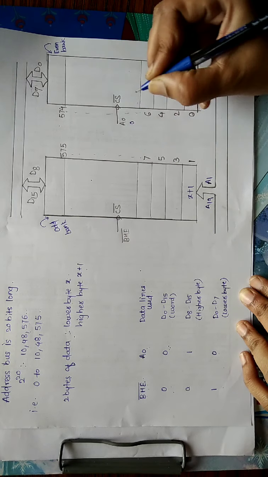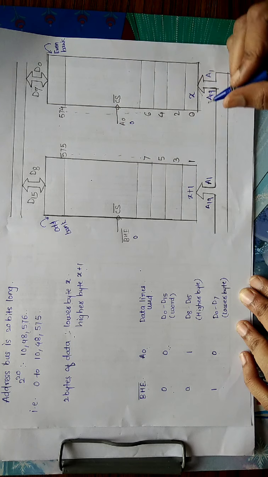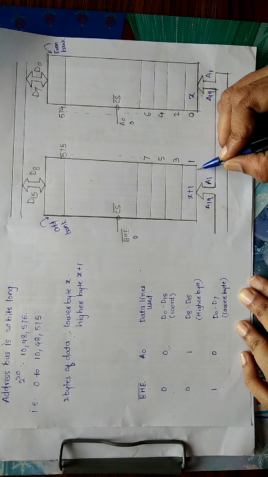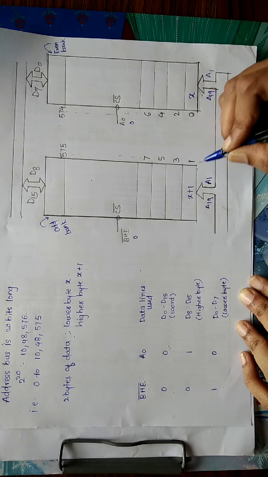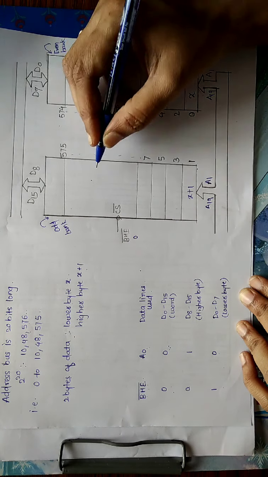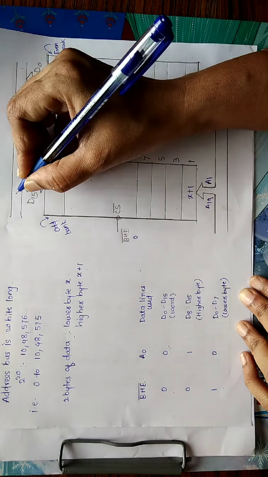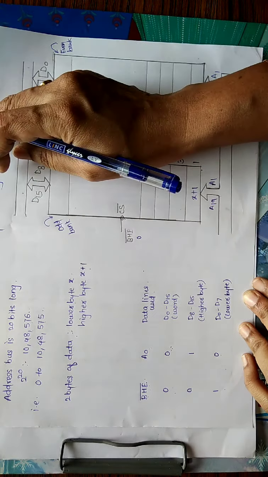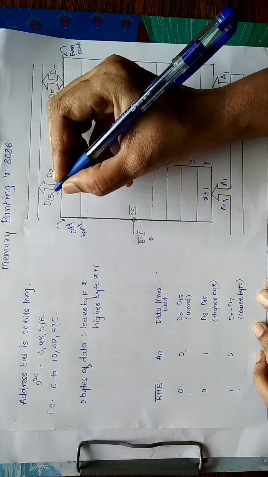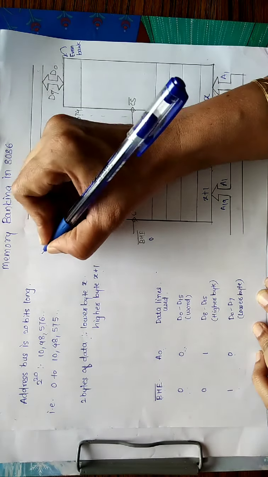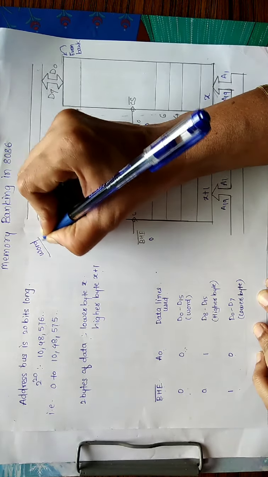When A0 is 0 and BHE bar is 0, the two locations are accessed by the processor and the respective data gets fetched from memory and placed on these D0 to D15 lines. So in one read operation, the word can be read by the processor.